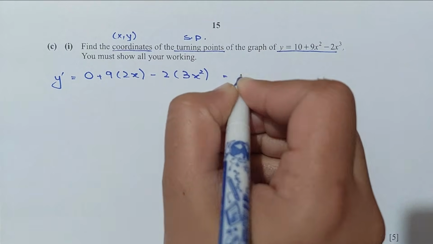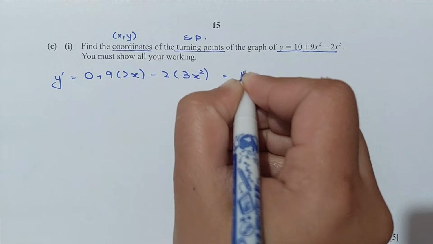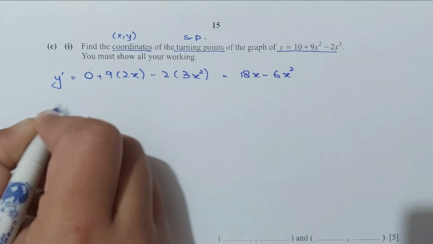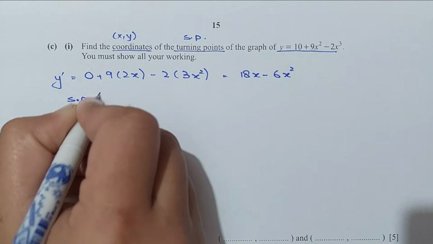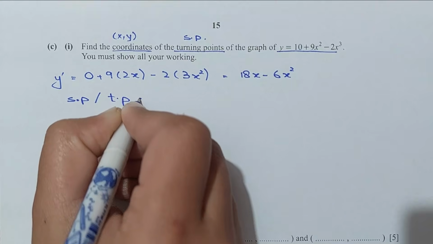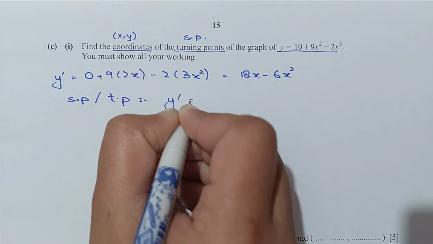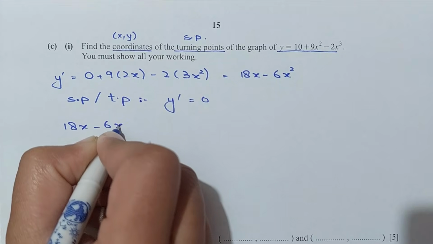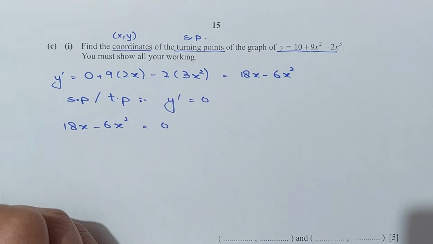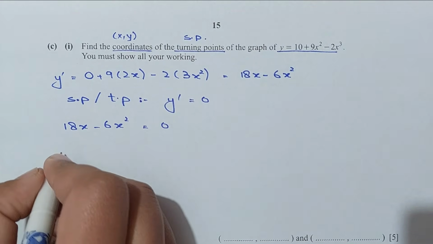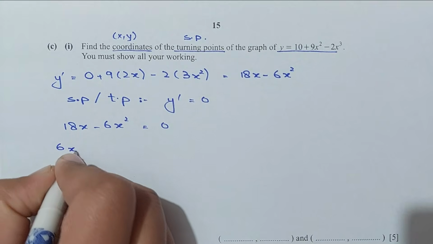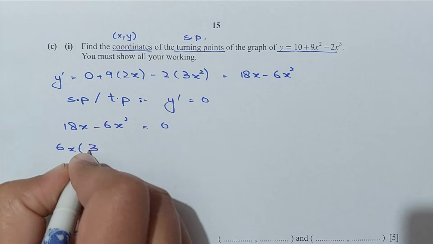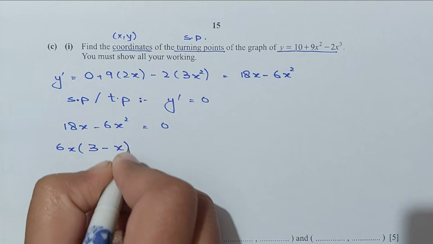So this would be equals to 2 times 9 is 18x, and minus 2 times 3 would be 6x square. Now for the stationary points, or we can say the turning points, we have to put the first derivative equals to 0. So 18x minus 6x square should be equals to 0. Okay, so you can take 6 and x common. So 6x times 3 is 18 and minus x equals to 0.